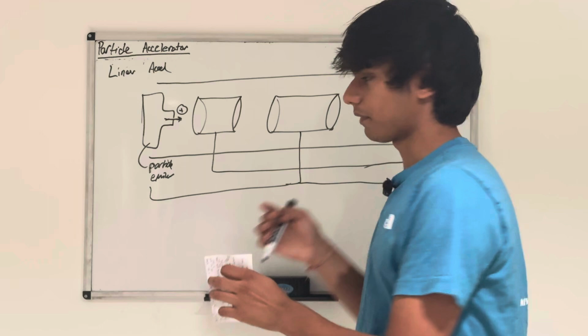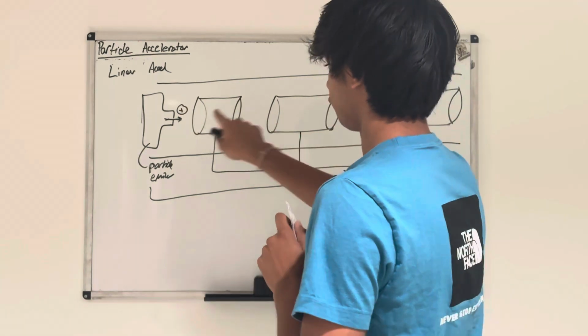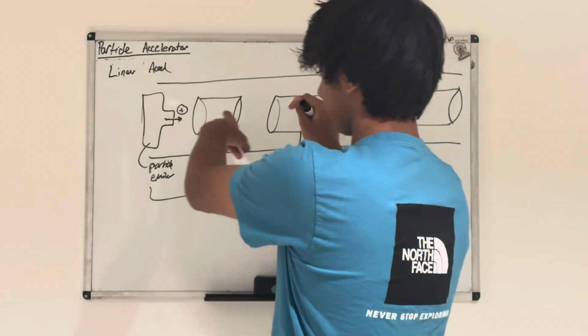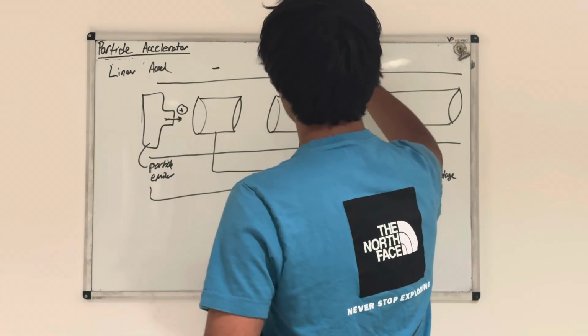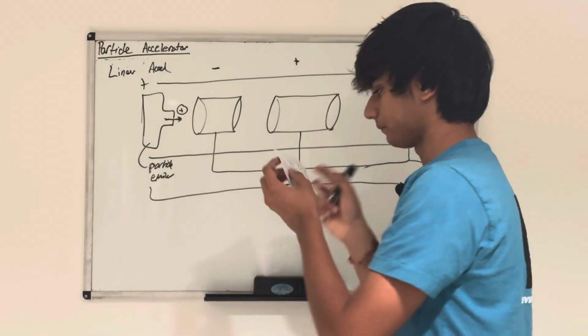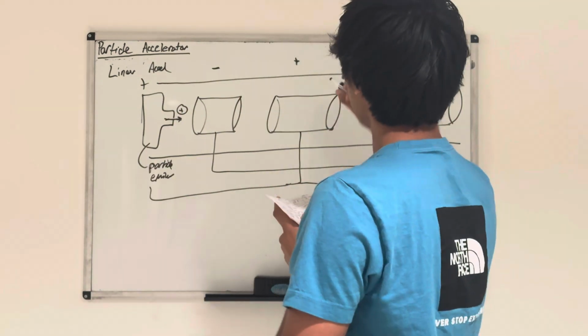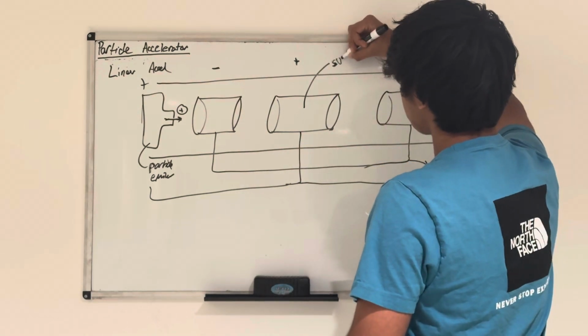And so what happens when we apply a high voltage is we get a charge on each of these materials, and these are called drift tubes. We get a charge on each of these drift tubes. So let's say this is negative, positive, negative, and this is obviously positive because we shot out a proton. And just one more thing, these drift tubes are made out of, again, superconducting material.